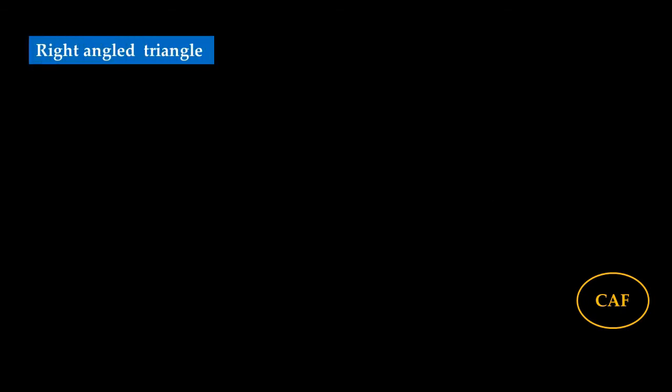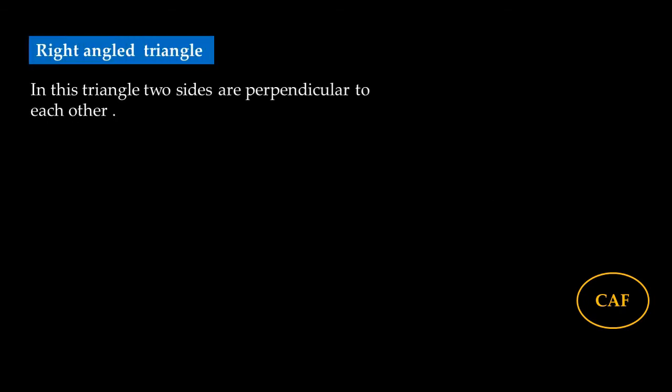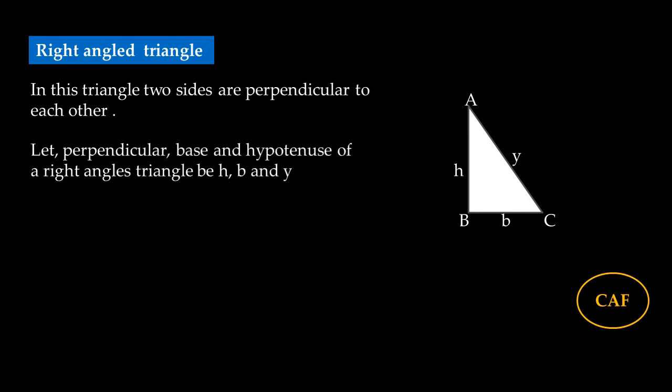Next one is right angle triangle. In this triangle, two sides are perpendicular to each other. Let's see the diagram. So this is the figure. If you see this one, AB and BC are perpendicular to each other. Okay, I am taking those values as H and B, and whatever hypotenuse is there, that is Y.